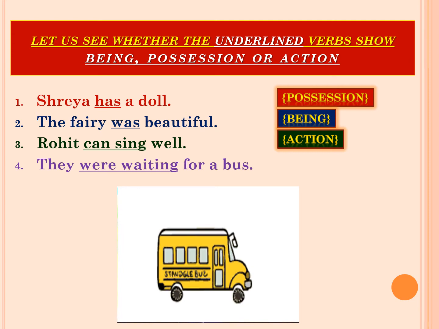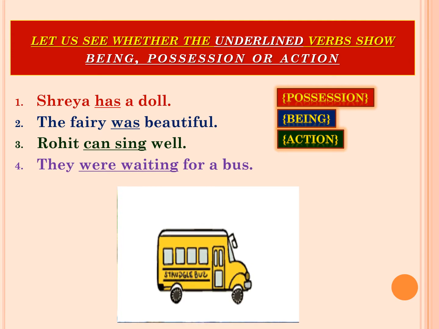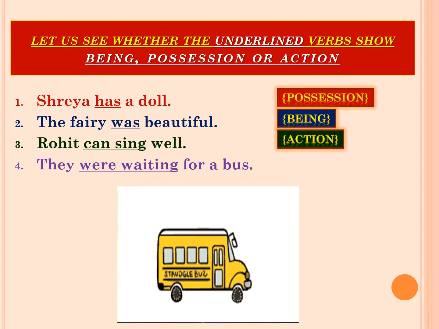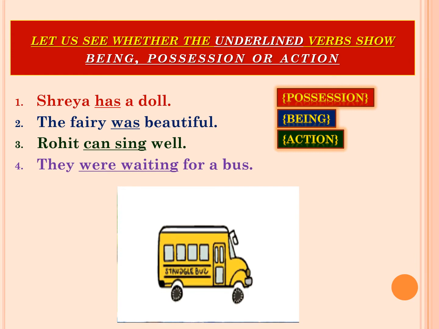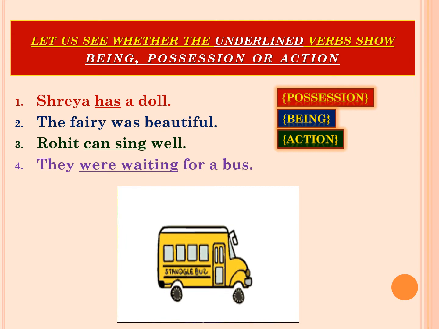Moving on to the next one. They were waiting for a bus. Here the verbs are were, waiting. Again they are showing action. What is the action being done here? Were waiting. So these are action verbs.